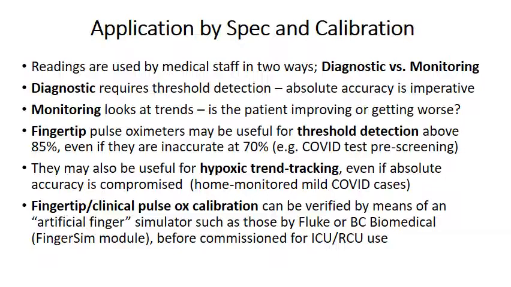And ultimately, the accuracy of the pulse oximeter can be verified using a pulse oximeter simulator, but there is difficulty because every algorithm is somewhat different. So creating a pulse oximeter simulator which is reliable, for instance, for both Nellcor and Masimo, could be very difficult to get accurate readings. Pulse oximeter readings are used in two major ways by medical staff: diagnostic versus monitoring.